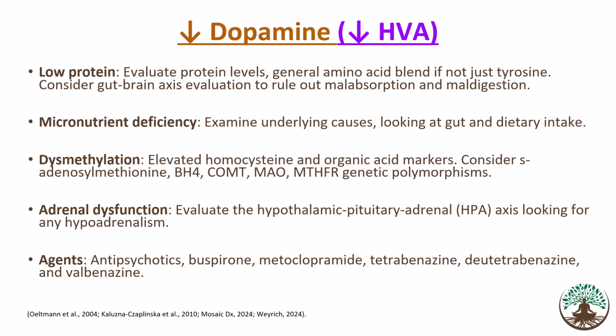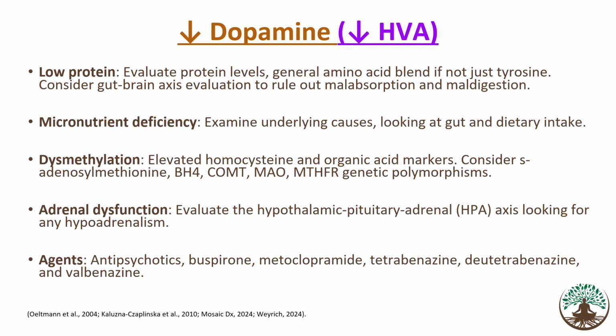For low dopamine or HVA, consider the following areas for root cause evaluation and treatment. Evaluate protein levels, which can be explored via organic acid testing, looking for low amino acids, especially tyrosine. Consider the incorporation of an amino acid blend if tyrosine is not the only deficiency. Next, consider the gut-brain axis to rule out malabsorption and maldigestion. Some of this can be identified on organic acid testing, but specialized stool analysis will provide more detail.